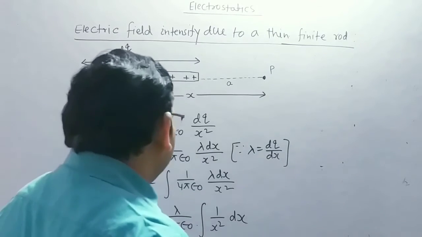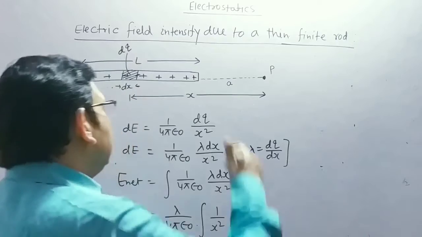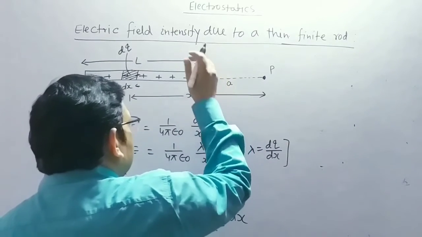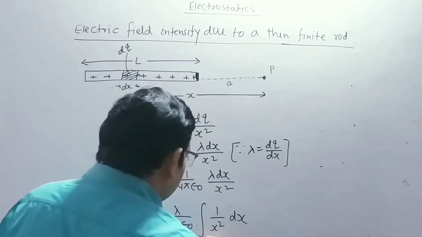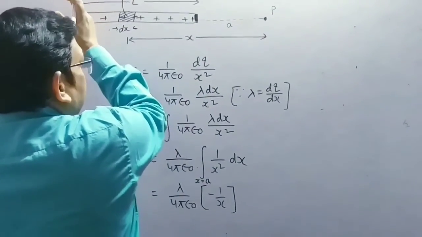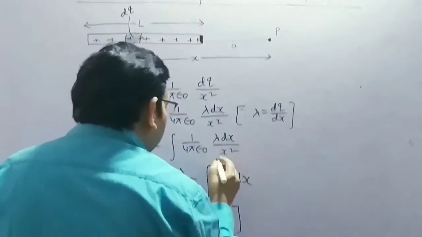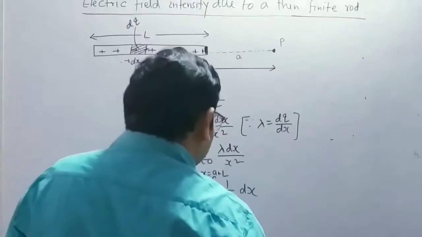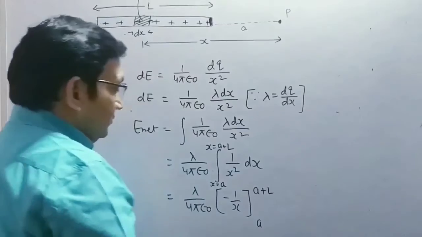And what is the limit we are expecting here? If you consider the first element of the entire rod to be here, then the distance of the first element from here is A. So the lower limit is x is equal to A. And the last element is here, so the total distance from this point is A plus L. So the upper limit is x is equal to A plus L. So here, A to A plus L. Got it?